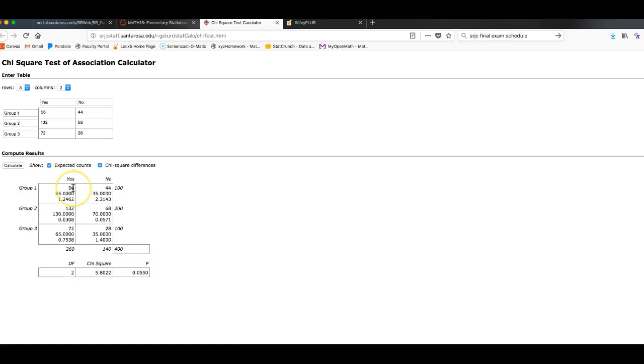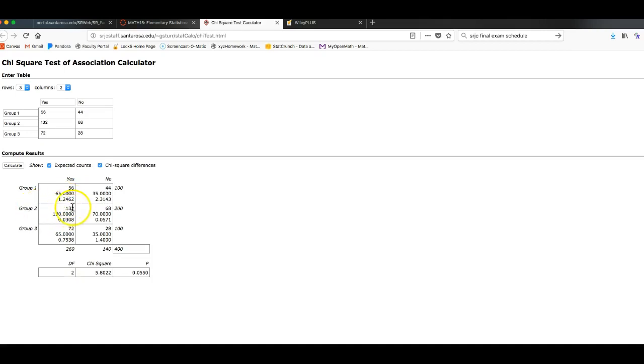This top entry is your observed count. You type in your observed counts. The number below is the expected count. And that comes from assuming whether you say yes or no has no dependency or association with the group you're in. It should have been 65. And then the very bottom entry in this cell is the chi-squared contribution, 1.246. So the farther apart the expected count is from the observed, the larger the chi-squared contribution.